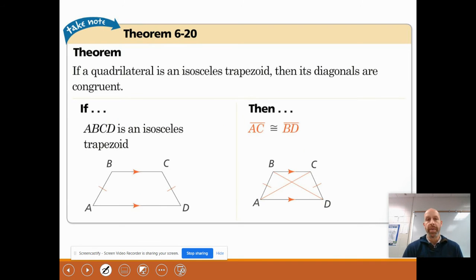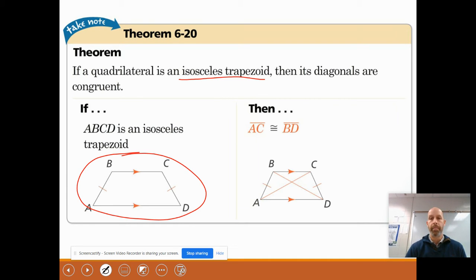Okay, our next theorem, theorem 6.20. If a quadrilateral is an isosceles trapezoid, then its diagonals are congruent. So if we have an isosceles trapezoid again, then it turns out that the length of segment BD has to be the same length as segment AC. Those two segments, those diagonals, have to be the same length.